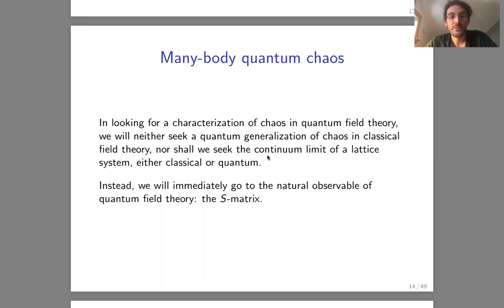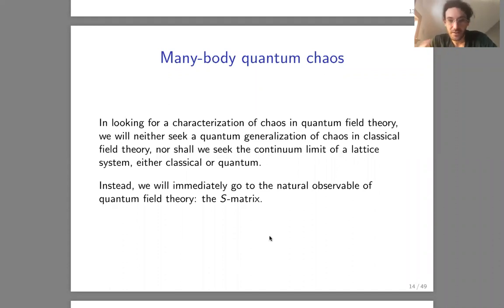Nor are we going to try to take the continuum limit of a lattice system, either classical or quantum. Both of these things would be reasonable. So it would be reasonable, for instance, if we want to study chaos in lambda phi to the fourth theory, to say, let's just take the classical field theory, box phi equals lambda phi cubed, understand chaos in that classical field theory, and then quantize it. I'm not going to do that because chaos in classical field theory is challenging to discuss.